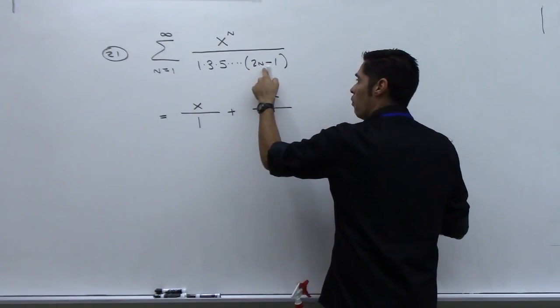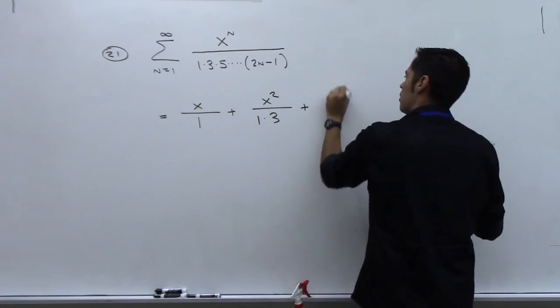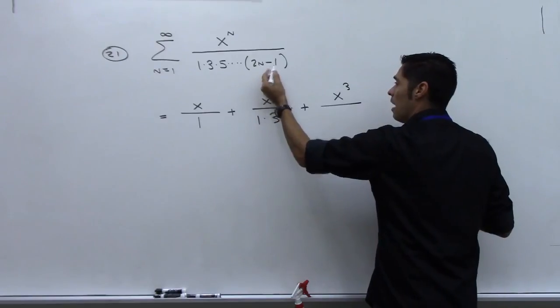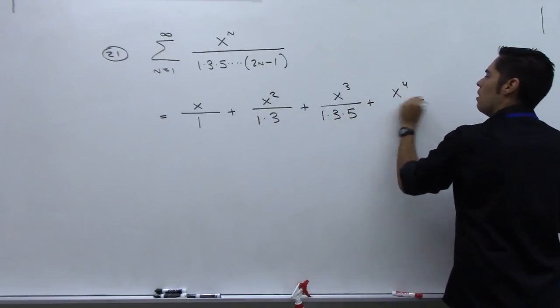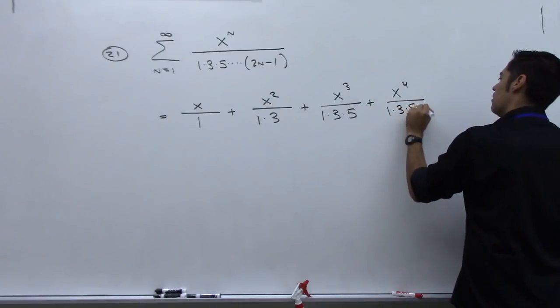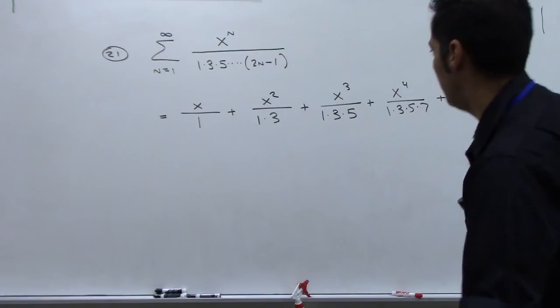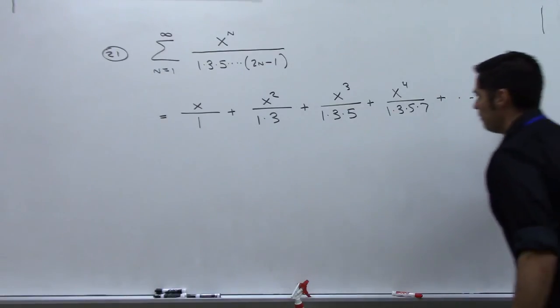2 times 2 is 4, minus 1 is 3, so I'm going to go 1 times 3. The next one will be x cubed. This time, 2 times 3 is 6, minus 1 is 5, so I'm going to go 1 times 3 times 5. Next one, x to the 4th over 1 times 3 times 5 times 7, and so on and so forth. We want to know for what values of x this will converge. That's just to give you an idea of what it looks like.